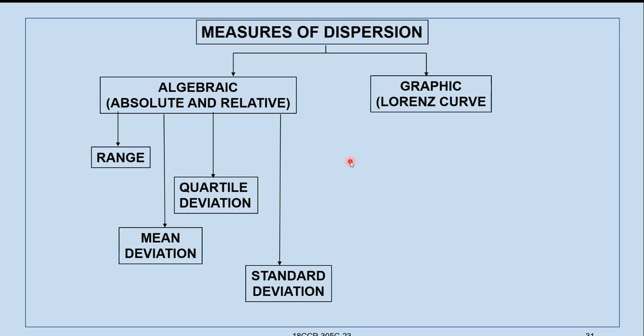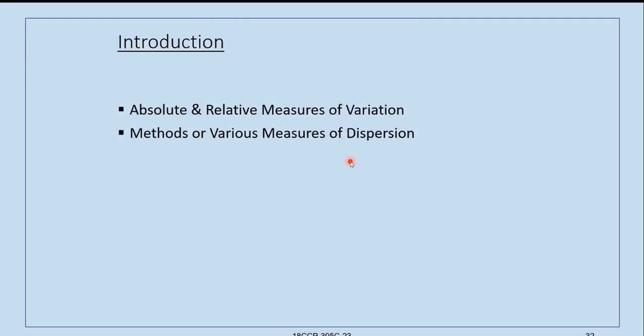To quickly revise, we have seen this graph. We will try to understand each and every measure of dispersion here. What is range, what is quartile deviation, what is mean deviation, what is standard deviation, what is Lorenz curve. We will try to understand. Only to revise or remember, I have given the chart again.